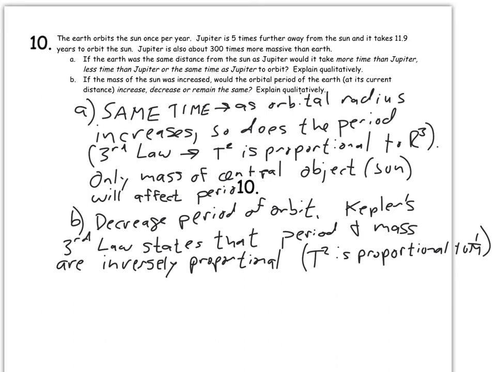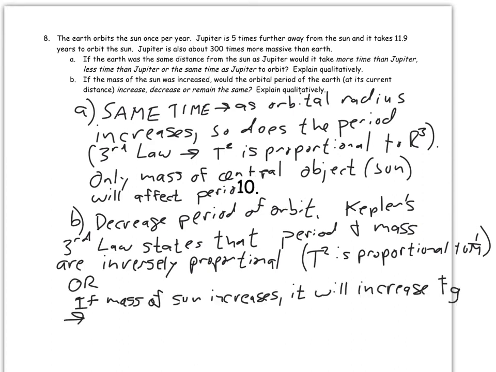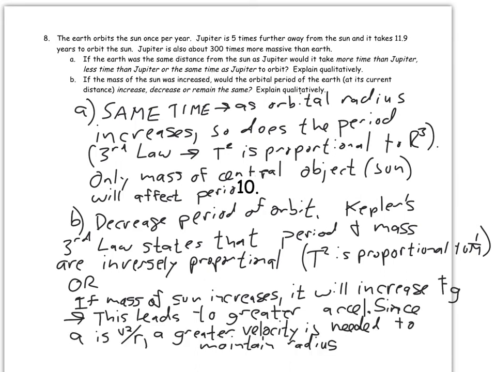The other way we could think about explaining this is that if the mass of the sun increases, that means we're going to have a greater pull from the sun, a greater inward acceleration, and therefore the Earth will have to be moving at a faster speed. Thinking about the fact that centripetal acceleration is v squared over r, the Earth will have to be moving at a faster speed in order to maintain its orbit.